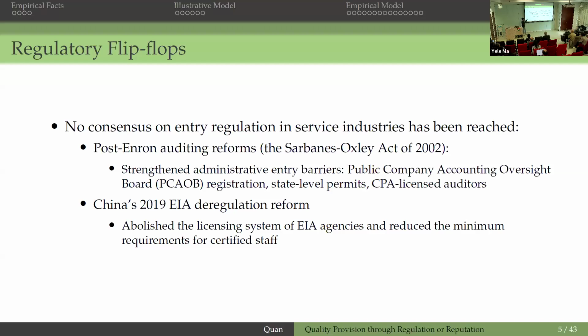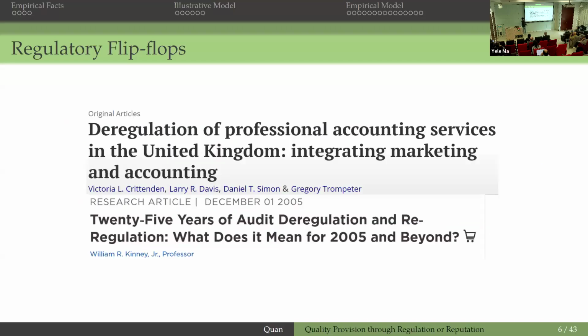But in China, you will find that in the ER industry, they go down a totally opposite road. They abandoned the licensing system. They reduced the minimum requirement on the certified staff. So it's an entry deregulation. And if you look at the history of the service industries, these things always happen. It starts from no regulation, followed by some regulation, then deregulation, and then re-regulation.